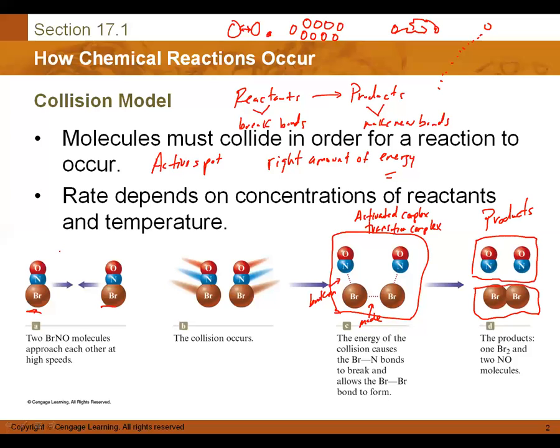This is sort of our reactants. And this is the progression of the reaction taking place and what's happening in terms of energy and bonds. We're going to talk about a lot of the aspects of this in this chapter.